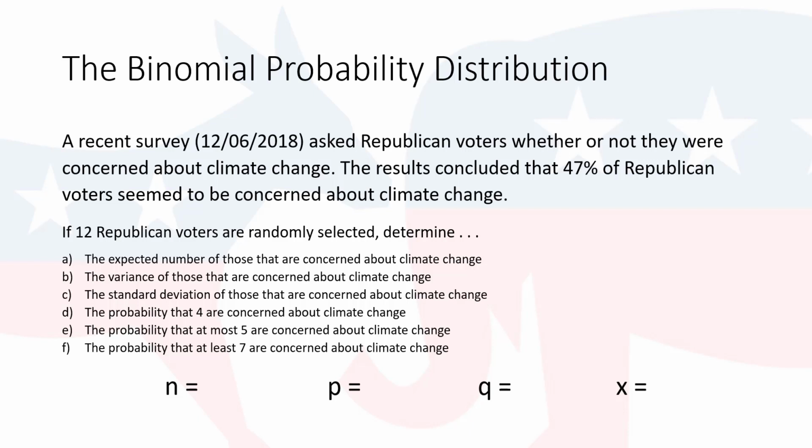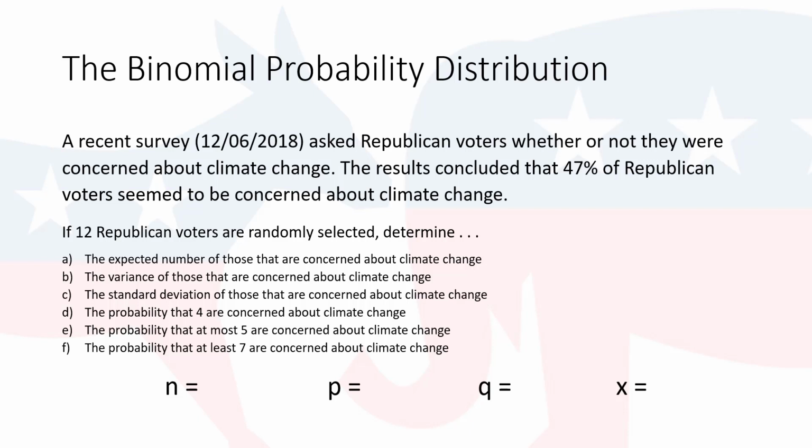Let's look at part F. F asks about the probability that at least 7 are concerned about climate change. That's 7 out of 12, and it's at least 7. That means the least amount could be 7, which means 7 or more. So that would be either 7 would be concerned, or 8, or 9, or 10, or 11, or 12.